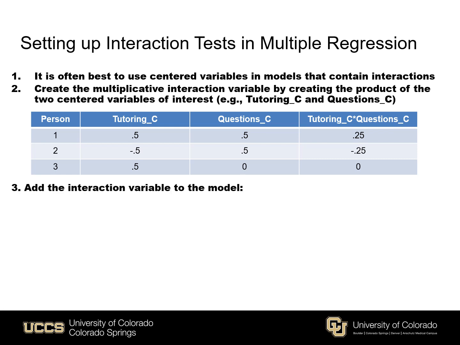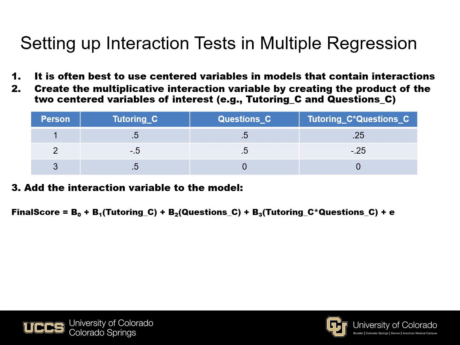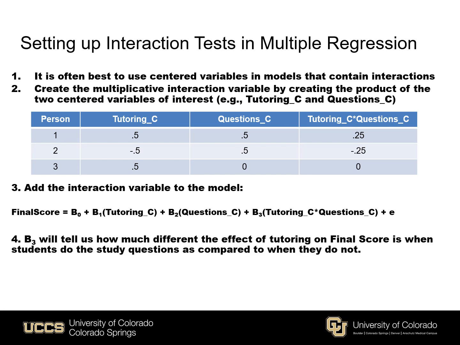And then we would add the interaction variable to the model. So now the model would become final score as the dependent variable as a function of our main effect of tutoring, our main effect of questions, and then the interaction between tutoring and questions. And from this model, we'll get a B3 coefficient. And that B3 coefficient will tell us how much different the effect of tutoring is on final score when the students do the study questions as compared to when they do not.